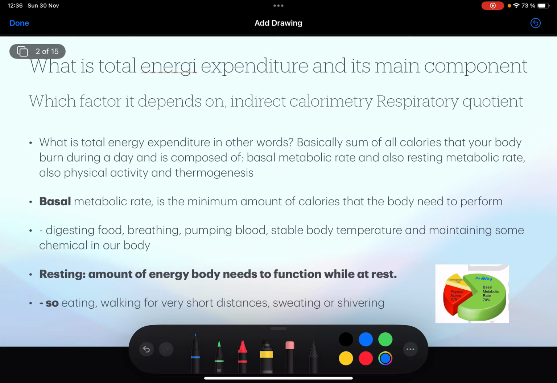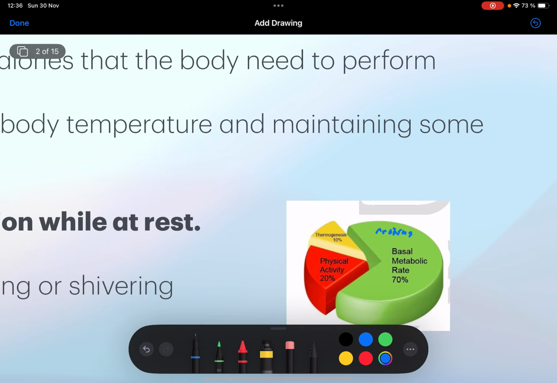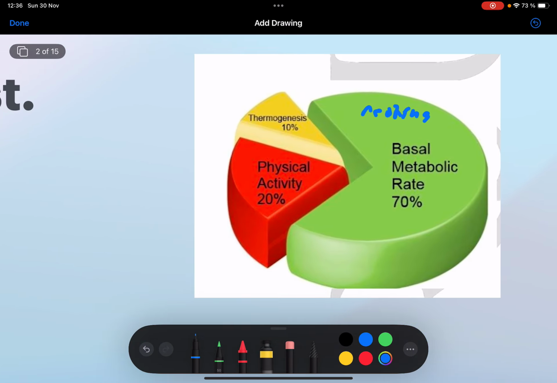And the resting metabolic rate is the amount of energy that the body would need to function while at rest, so eating, walking for very short distances, sweating, or shivering. And it is about 70% of the whole total energy expenditure.